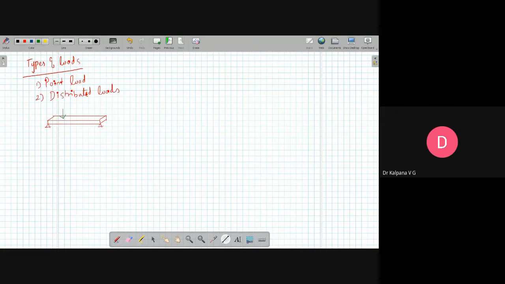Line with an arrow indicates in which direction the load is acting, so we can mention it as W. When you consider this particular point, if you do a microscopic view of this point, it won't be a point. It acts over a particular area, but compared to the area of the beam, the area on which this load is acting is negligible. That is why we are saying it as point load. It won't be a major area.